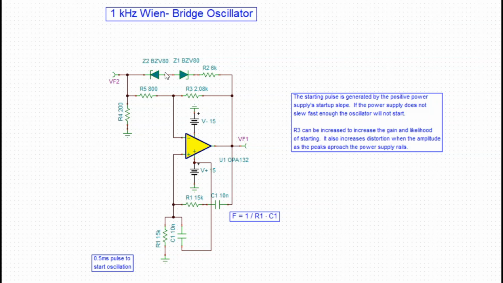The Wein bridge oscillator is a type of oscillator circuit that uses a bridge network to provide feedback for sustaining oscillations. It is commonly used in audio frequency applications. Let's break down the information provided.